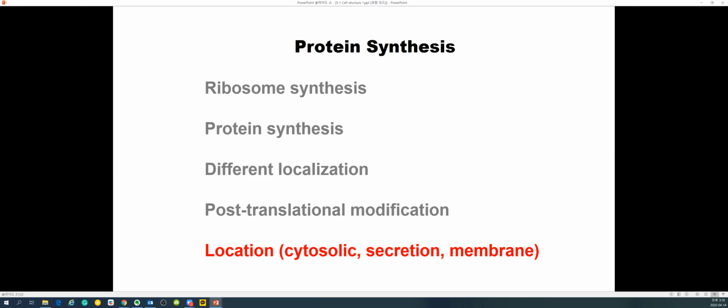So in case you could not choose the topic, I was thinking to recommend you to think about this different location, the protein synthesis, how they find their final locations, whether it's cytosolic or secretion or membrane. There's some clues in the movie I just showed you. So it's up to you whether you choose this topic or lipid raft. You choose.